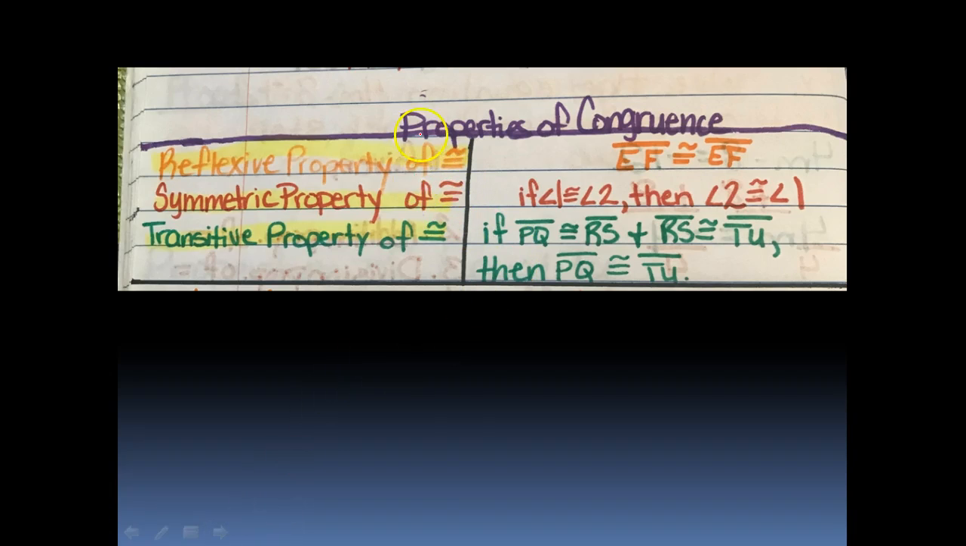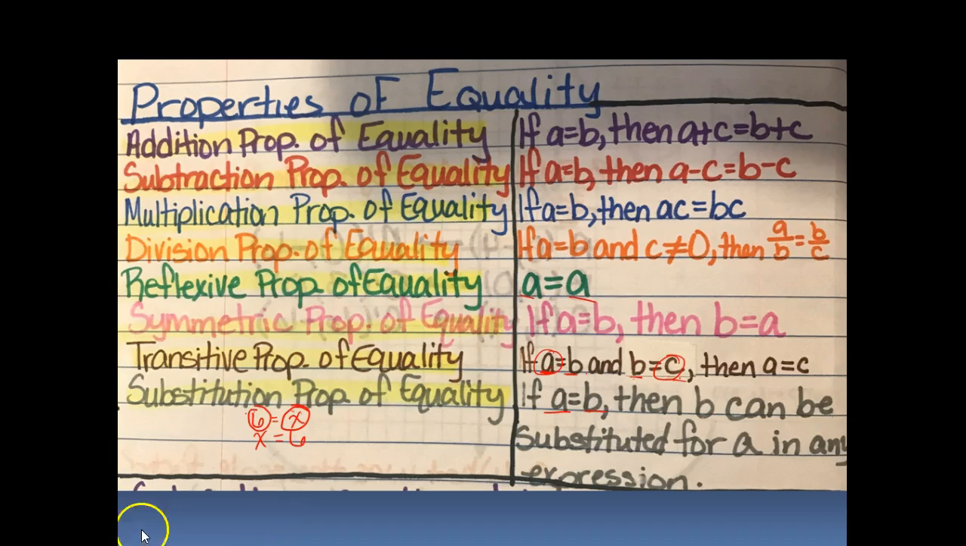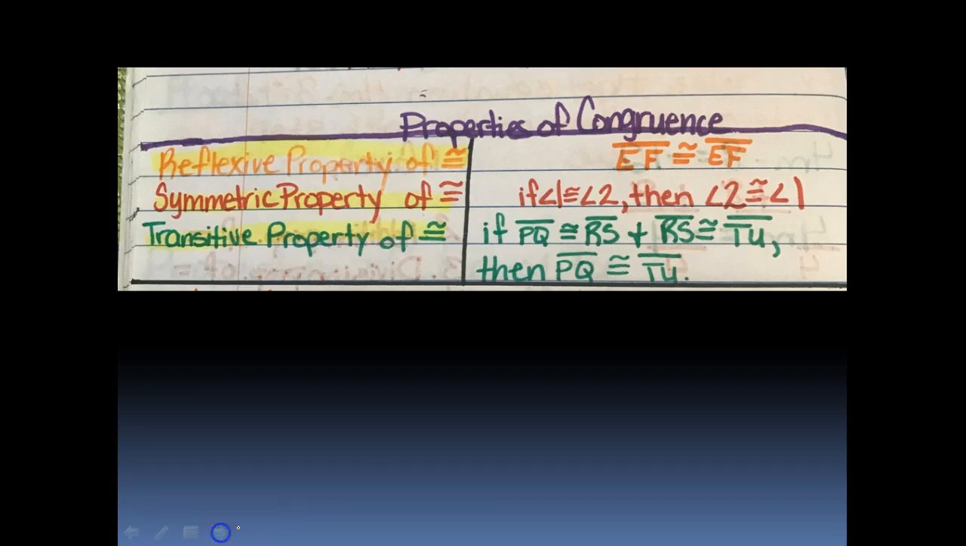All right, now I want you to write properties of congruence. When we're dealing with properties of equality, we're dealing with numeric values, okay, with numbers. Congruence, we're talking about shapes and angles. So pause the video and write these properties of congruence. There's only 3. Reflexive property of congruence, symmetric property of congruence, and transitive property of congruence. You write those 3, and it's the same thing.